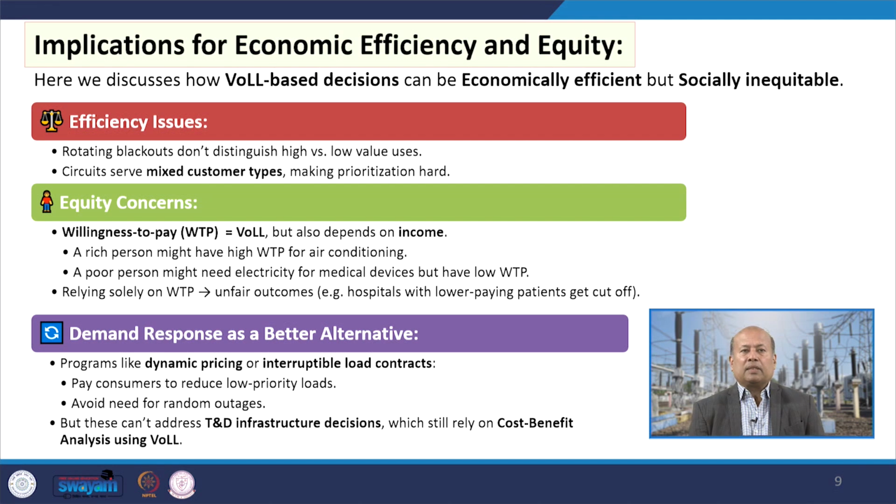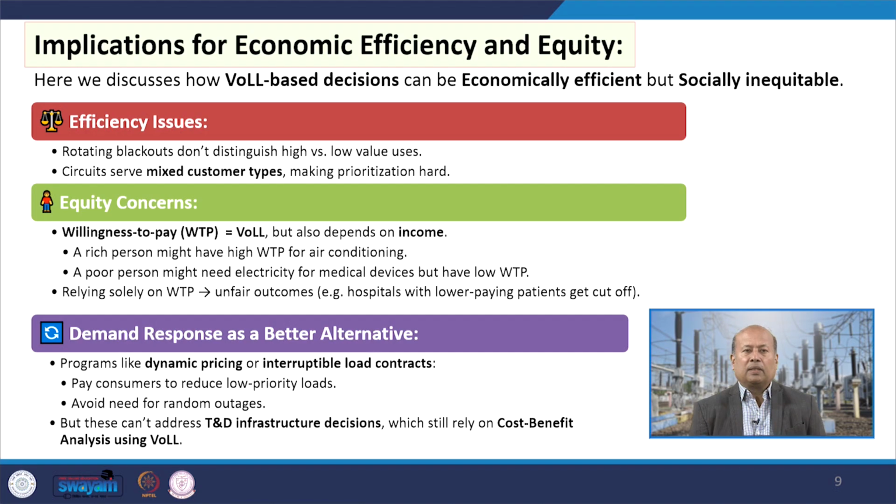Now, here we discuss how VoLL based decisions can be economically efficient but socially inequitable. It is quite important because of efficiency issues: rotating blackouts do not distinguish high versus low value usages. Circuits serve mixed customer types, making prioritization hard, because it is quite difficult to prioritize.